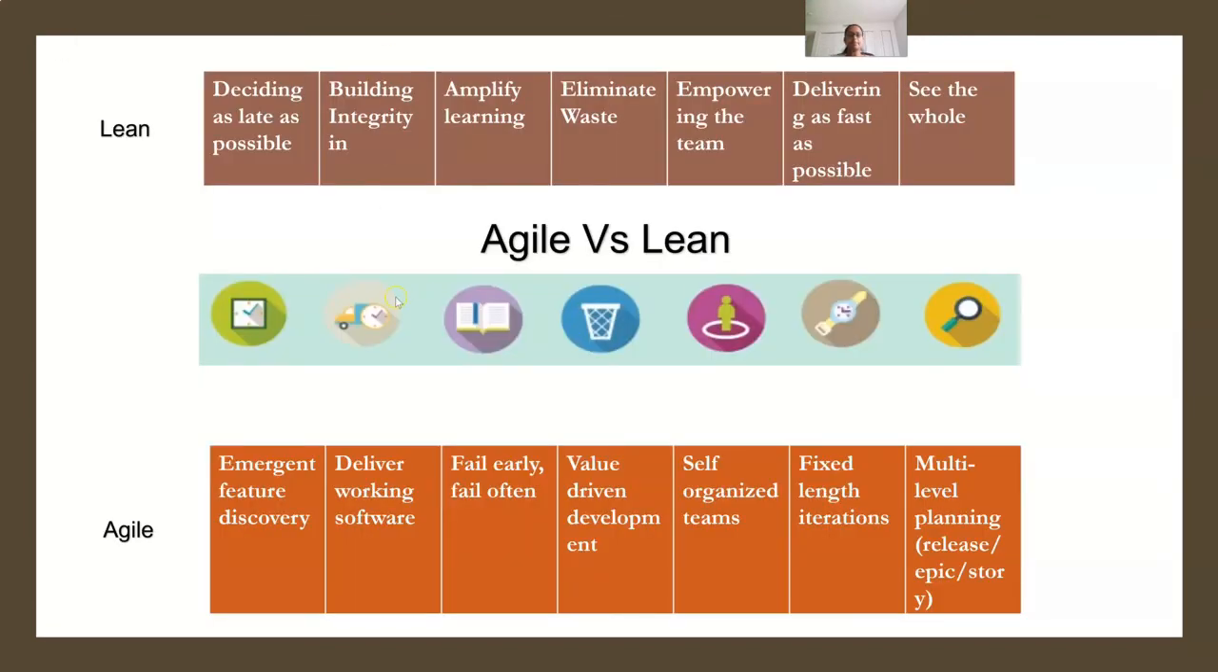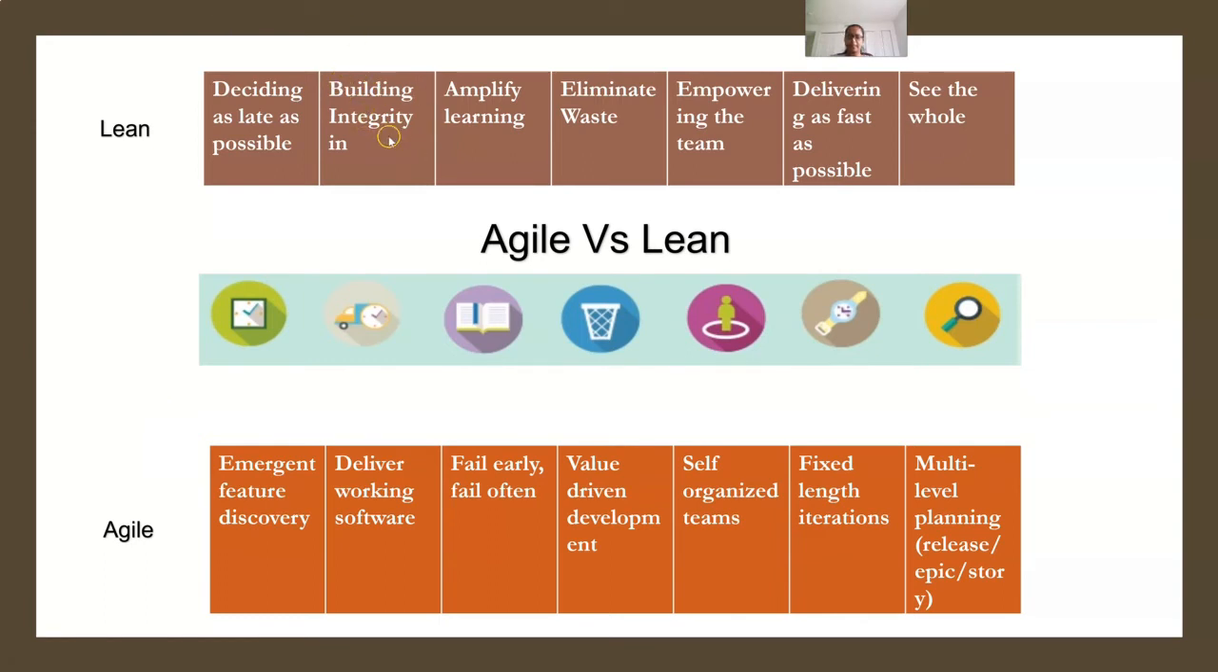And here is a comparison of Agile versus Lean. Lean is also a kind of flavor of Agile, but what are the main differences or similarities between these two? Let us see that. The first is deciding as late as possible. That comes under Lean, whereas Agile is emerging feature discovery. So explore more, all such exploratory stuff comes under Agile.